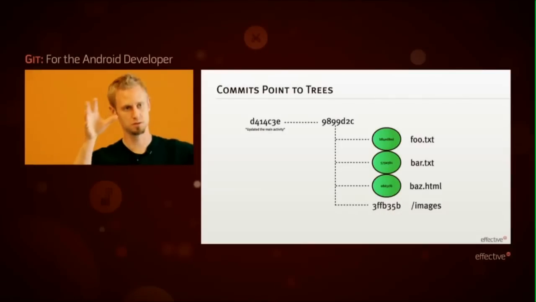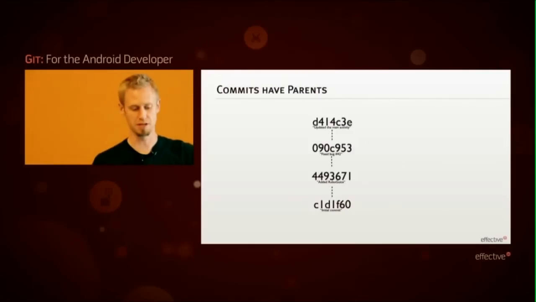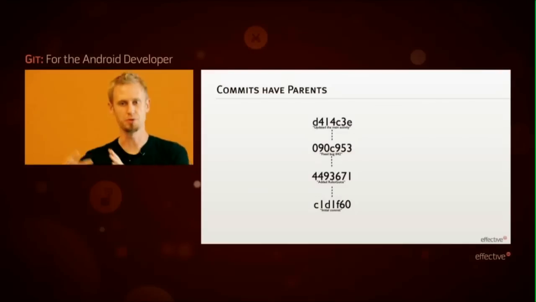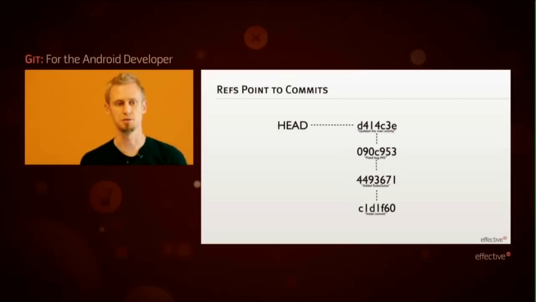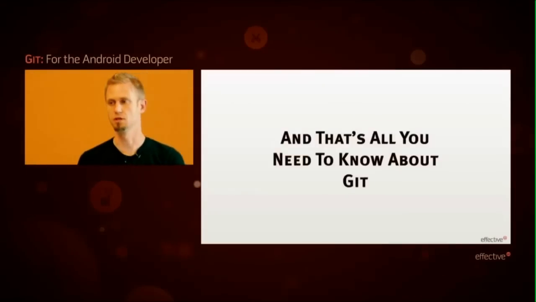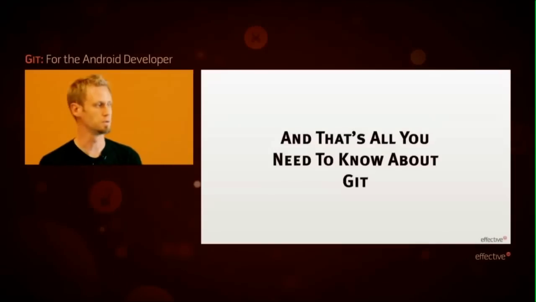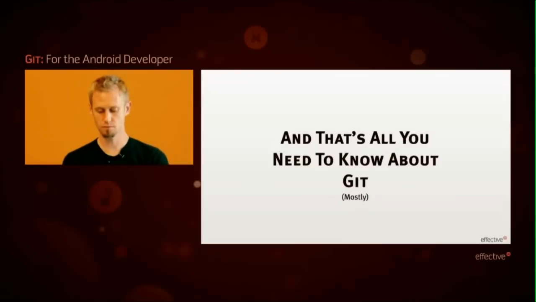This commit had this tree, which had these blobs in this tree, blobs in this tree, and then the commit that came before that, because commits have parents, had this tree, which had these blobs, which had these trees, and so forth and so on. That's how Git stores everything. And then it gives you refs, which are nice, easy ways to refer to commits, like HEAD, which is the most recent one. And that's pretty much all you need to know about Git to understand how it works, mostly. But it's good enough for definitely our purposes.